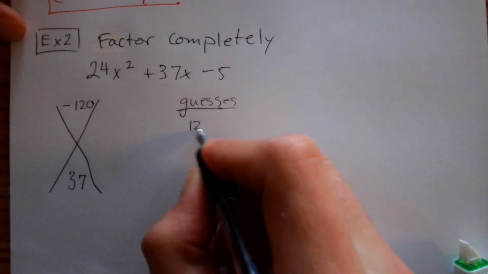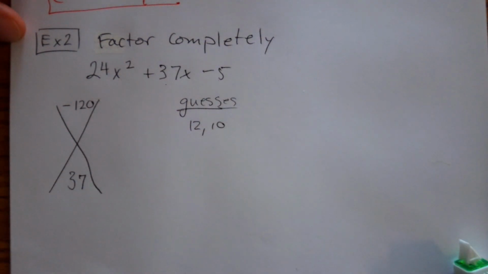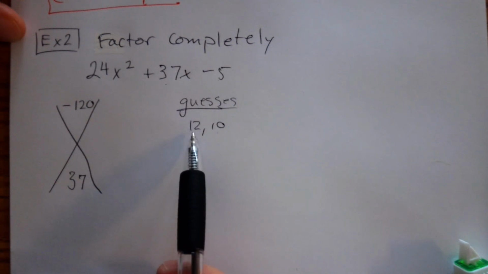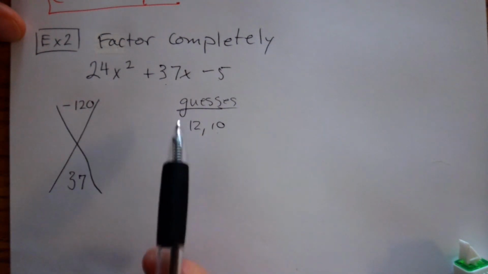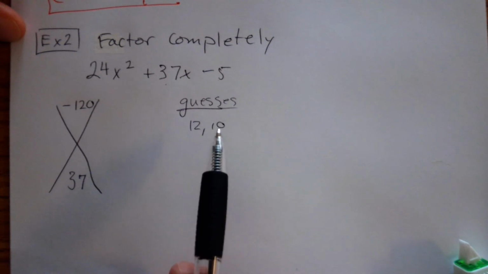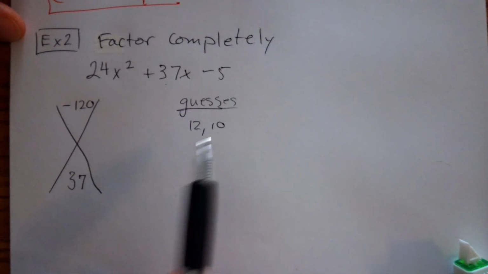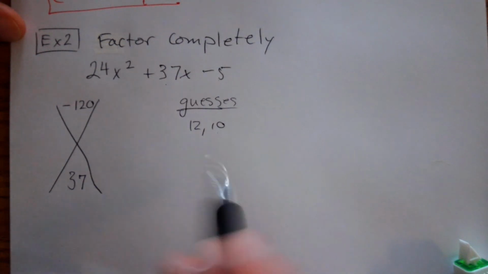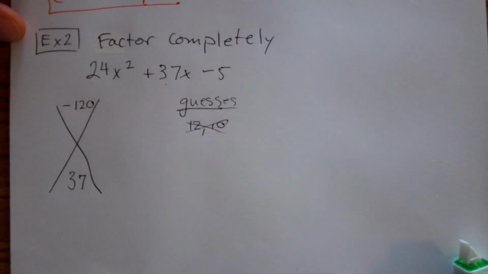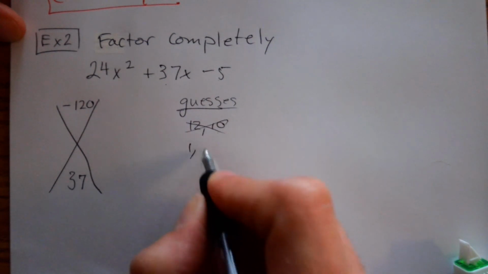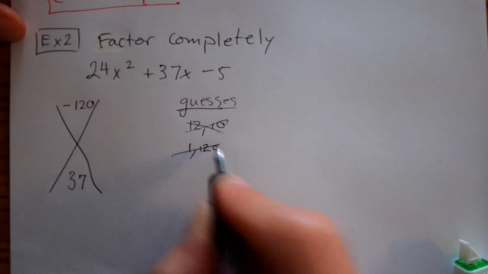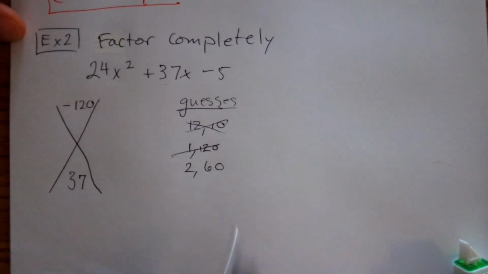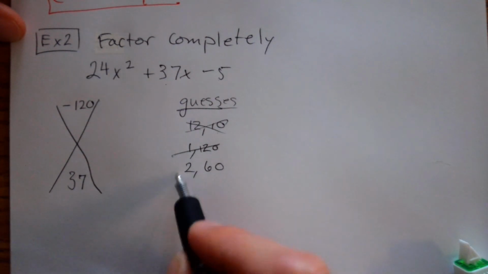I'll write that down. I'm trying to show my thought process. 12 and 10. If I multiply 12 and 10, I get 120. One of them will have to be negative. But if I add these, I get 22. Or if I subtract them, I get 2 or negative 2, something like that. So that doesn't work out. If my first guess doesn't work out, I just start writing down, okay, 1 and 120, that's not going to work. 2 and 60, that also doesn't work.